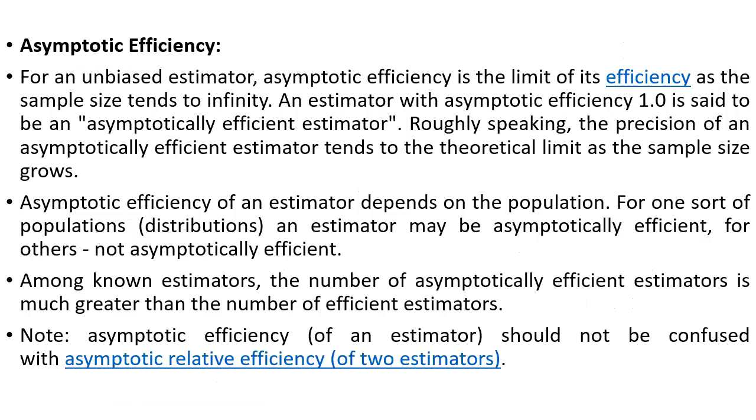As we have the concept of asymptotically biased estimates and asymptotically consistent estimates, similarly we have asymptotic efficiency. It means that for a biased estimator, asymptotic efficiency is the limit of its efficiency as the sample size tends to infinity. An estimator with asymptotic efficiency 1.0 is said to be an asymptotically efficient estimator.